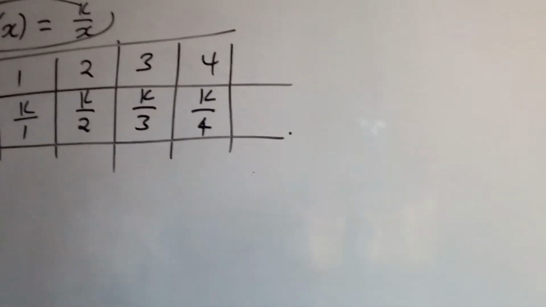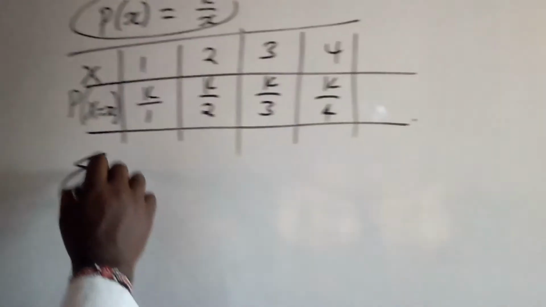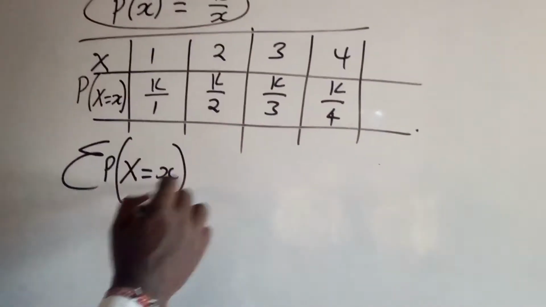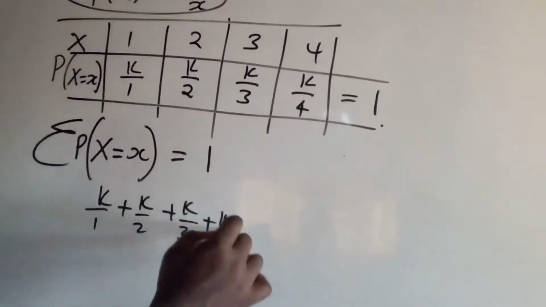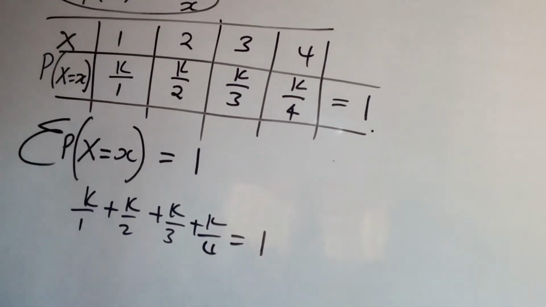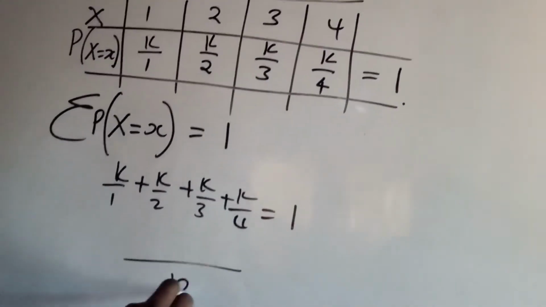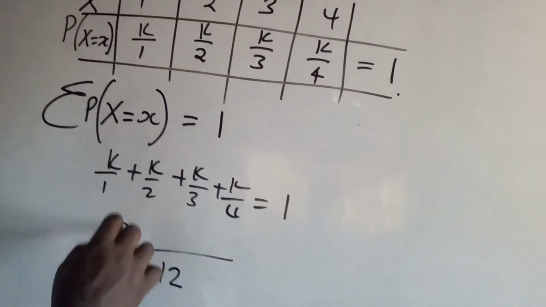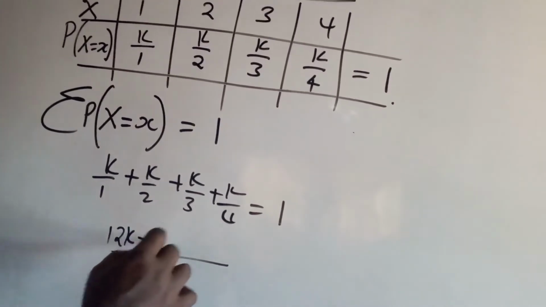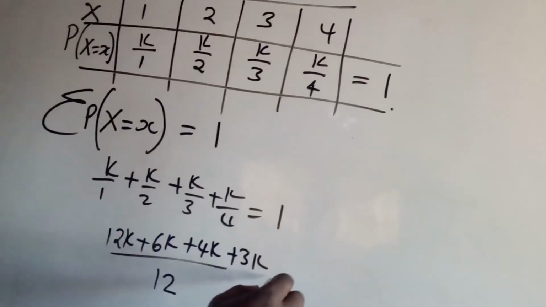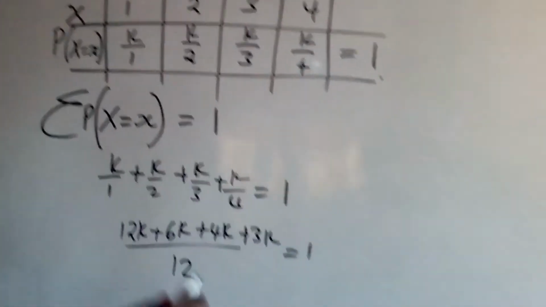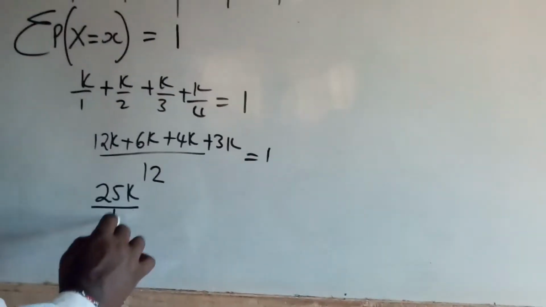Since we now have the probability distribution shown on this table, we know the sigma of all the probabilities should always give us 1. Then it follows that the whole of this summation, that means k over 1 plus k over 2 plus k over 3 plus k over 4, should give us 1. We now have to look for the LCM, where the LCM is 12. 12 over 1 is 12, times 1 is 12k. 12 over 2 is 6, so plus 6k, plus 4k, plus 3k is equal to 1. So 12 plus 6 is 18, 18 plus 7 is 25k over 12, is equal to 1.